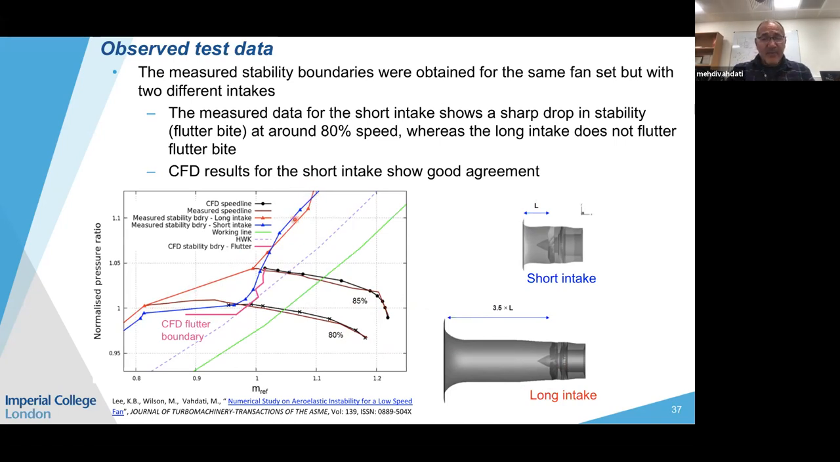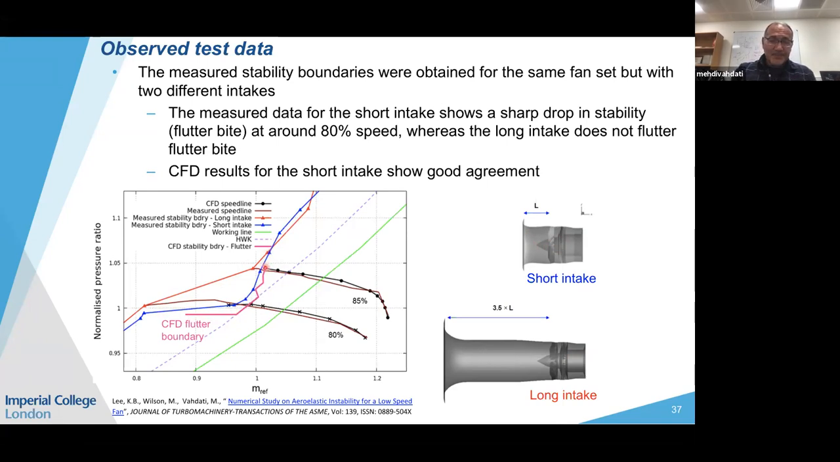And all the unstable points here refer to the stall line. So the blade only stalls, so you can push it as far as you can. Then the same fan set was put in a short intake, which is representative of a flight intake. And you can see this is the measured data that it produced. At higher speed and lower speed it is still stalled, but in this certain speed range, you can see that it has produced a big flutter bite and brought the stability boundary towards a high working line. And looking at CFD, you can see that CFD has had a good prediction of the flutter boundary as well.